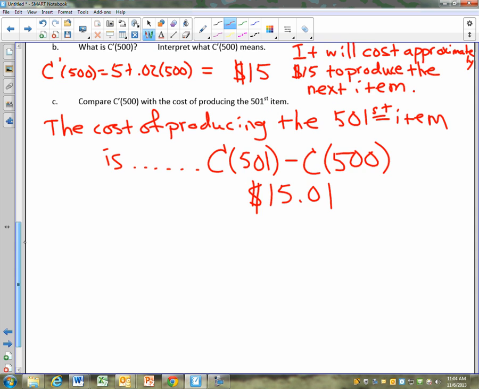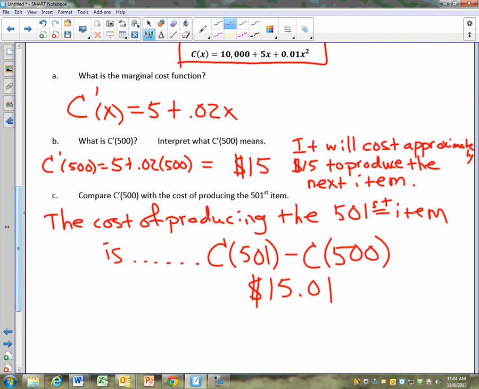15.01. How does that compare to C prime of 500? It's very, very close. And that's totally normal, okay? So this is the cost of producing X number of items. The rate of change of the cost is the derivative, or the marginal cost function. And what we say is this: when we find the derivative, that's approximately what it will cost to produce that next item. Approximately, because the derivative is instantaneous.